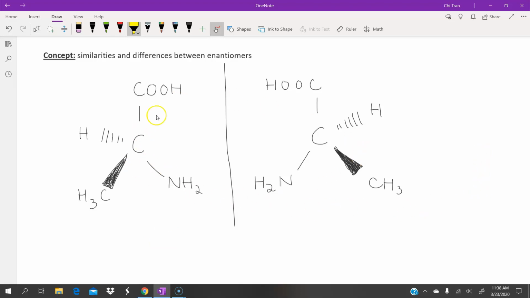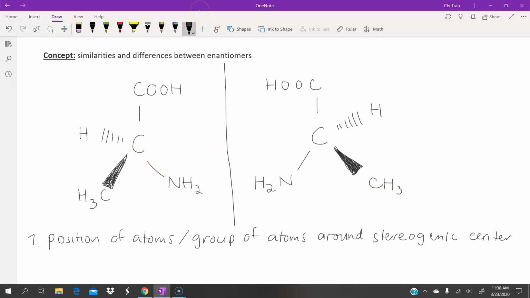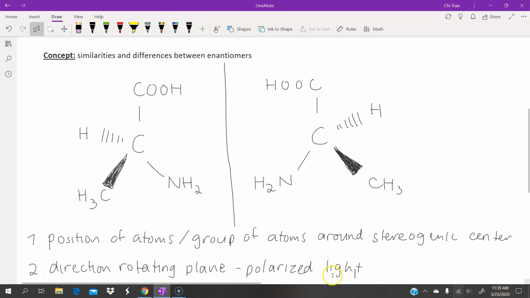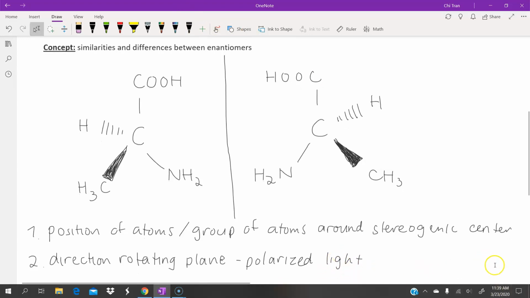So obviously we can see that they are mirror images of each other and they are non-superimposable. And so that means that each of the atoms or groups of atoms are positioned differently around this chiral carbon. And to put it in words, it is the position of atoms or groups of atoms around the stereogenic center. And the second difference is its direction of rotating plane polarized light. And this concept will be explained in further detail.